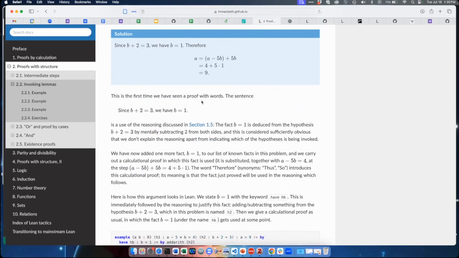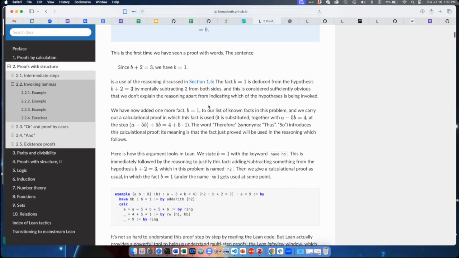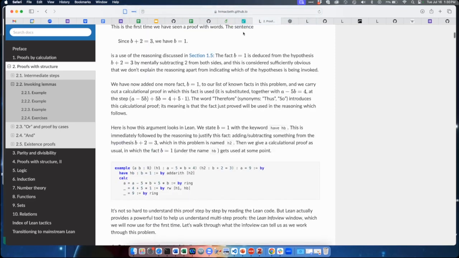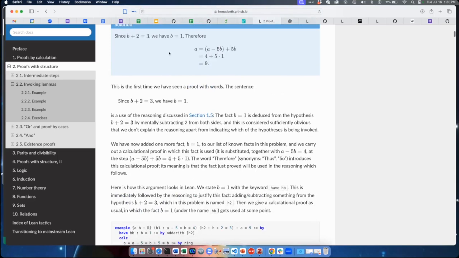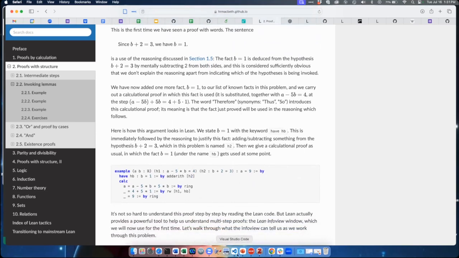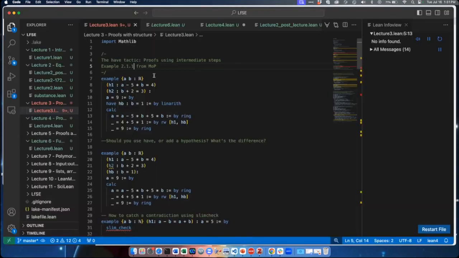So the idea is you will be deducing the fact b is equal to 1. We need to start with this statement, b plus 2 is equal to 3, and deduce that b equals 1 follows from that hypothesis. The approach in Lean, and I'm going to hop over to VS Code so we can see this live, is I'm going to start with H1. I'm assuming H1 and H2. And then I start with my goal, and I have this as my info view.